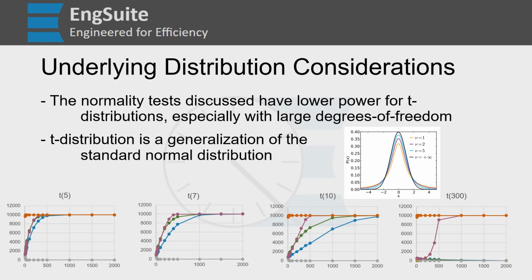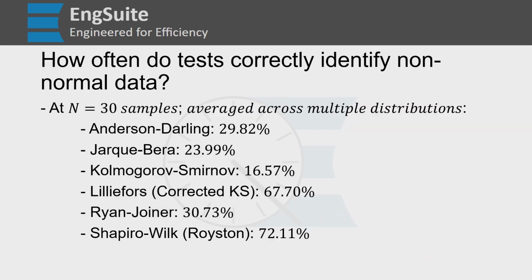Our tests almost always accept it, and that's probably because in the case of a distribution like that, just because it didn't come from a normal distribution doesn't mean the data is not normal enough. That's really what these tests are trying to tell us: is our data normal enough to have valid capability results? Okay, so how often do these tests correctly identify normal data?